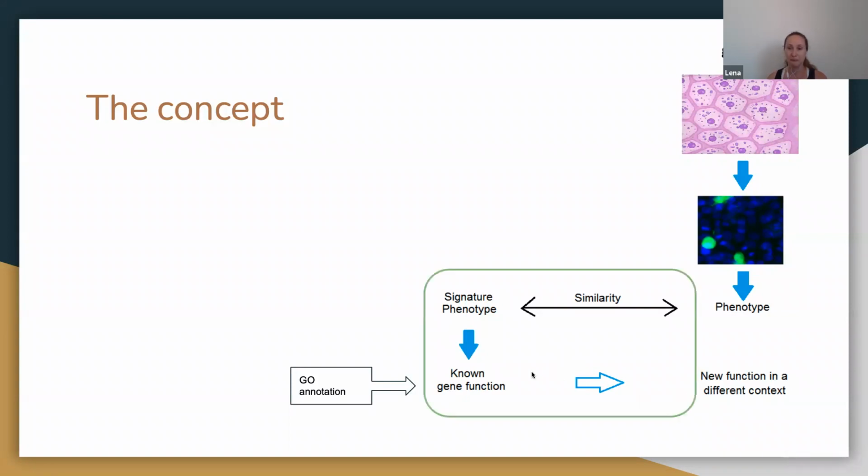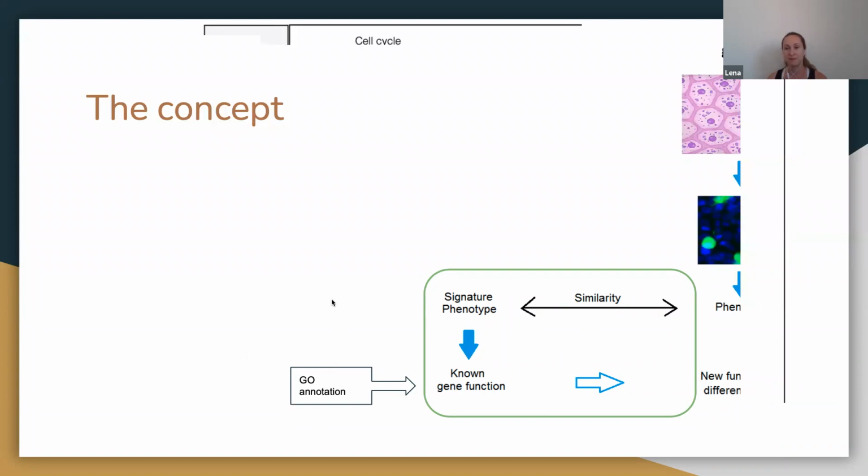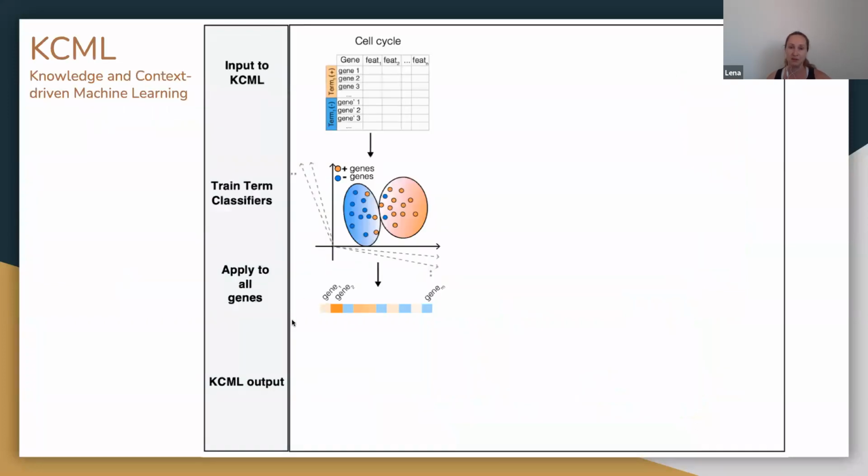The area inside the green mark is what the KCML algorithm actually does. So now it's the explanation about the KCML algorithm. First, we have the input. The input is the data set of what we know about genes involved in a certain process. It's a term. Let's take cell cycle, for example.